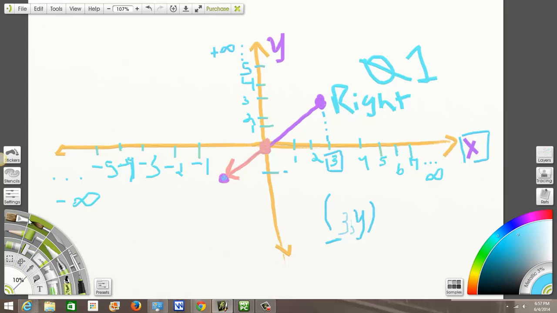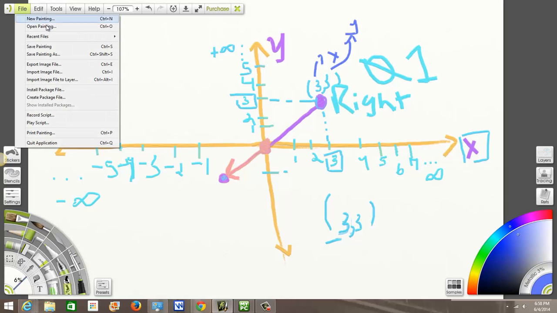So let's take a look. We see that the y value is 3, right? Once again, we're gonna replace the y with 3. So the coordinates of this purple point is 3, 3. The first 3 is the x value, and this one is the y value. And now let me open up our exercise.